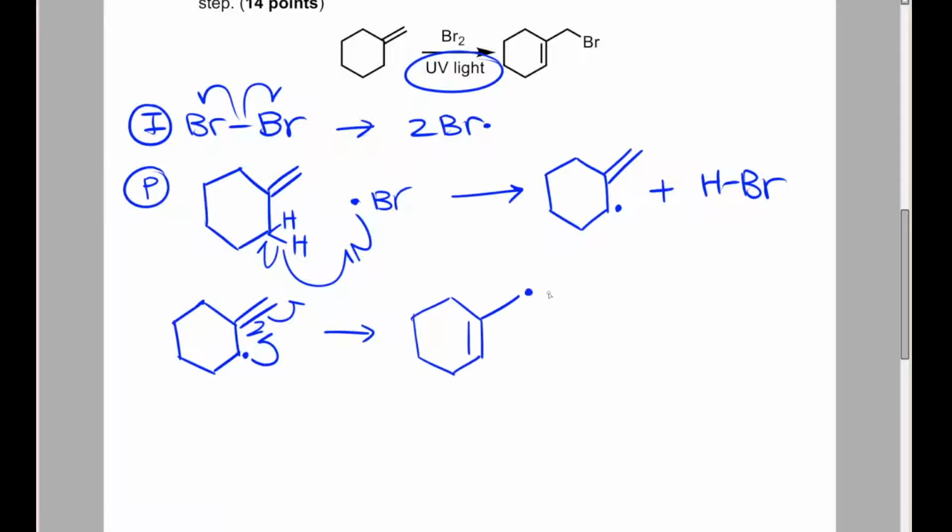And the radical ends up here because, if you remember, a radical is just half of a bond. So there's already a bond here, and then half of this bond goes here, and the other half is just the radical, so that makes a double bond here.